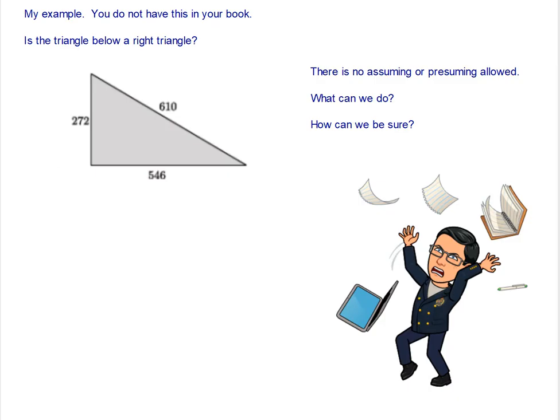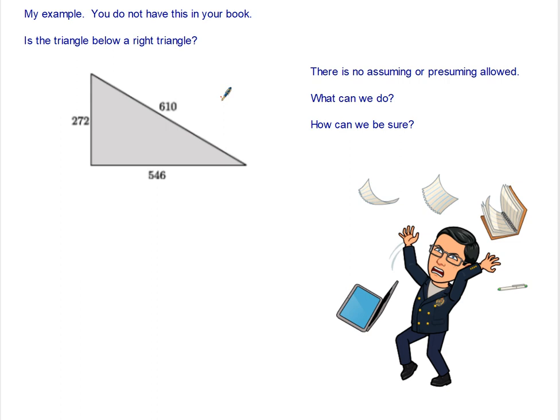This next example is not in your book, so you're just going to pay attention. The question is, is this triangle below a right triangle? Looking at it, we would say, yeah, it probably is, but we don't know that. So you're going to use a calculator, and I know that because they're very large numbers. Just because it looks like a right triangle, we're not going to presume. We're not going to assume. We are going to actually solve.